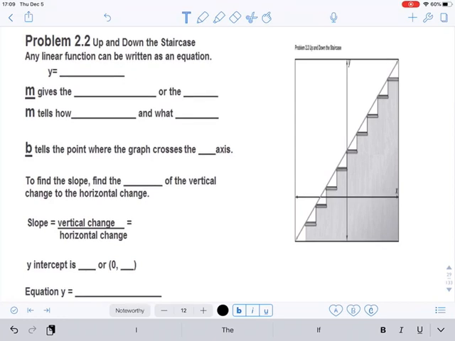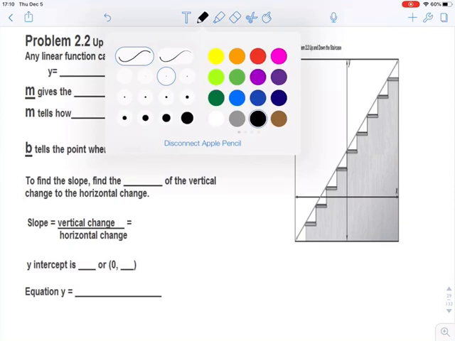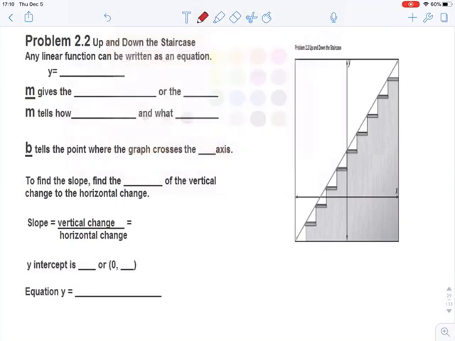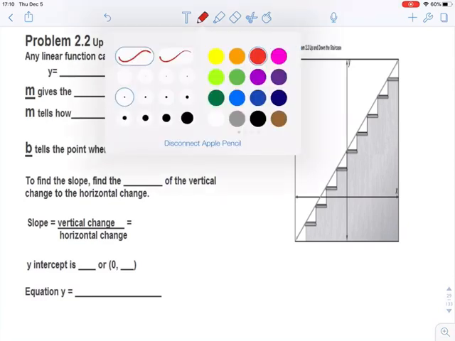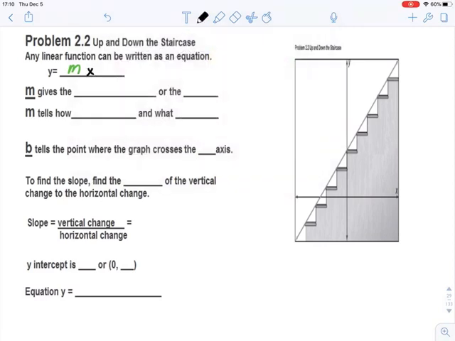Okay, so this one's a little confusing. Even I'm not sure exactly what they wanted us to write here, so I'm going to do my best. I'm actually going to change a couple things. Any linear function can be written as an expression y equals mx plus b. I'm going to change these colors. M, I always do in green, or slope in green, x, and then plus b.